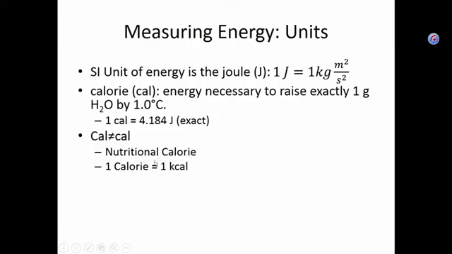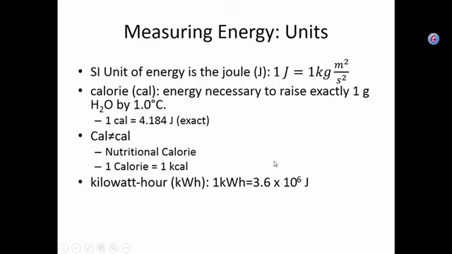The nutritional calorie is actually a kilocalorie. You have 1,000 of those. So the calories on your food are actually 1,000 times bigger than you think they are. So instead of saying 1 gram, if we said this is 1 kilogram by 1 degree Celsius, that would be what we would measure with this nutritional calorie.